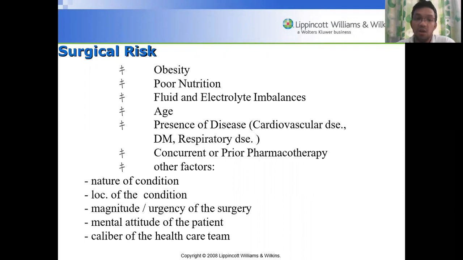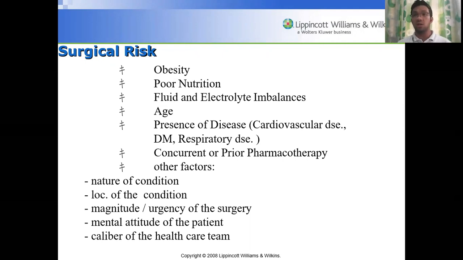Other factors: the nature of the condition, location of the condition as well, magnitude and urgency of the surgery, mental attitude of the patient can be a surgical risk, especially if the patient is uncooperative, and the caliber of the healthcare team. So the healthcare team should be very, very trained, most especially the surgeons, to do those types of surgeries that they are going to do on their patients.